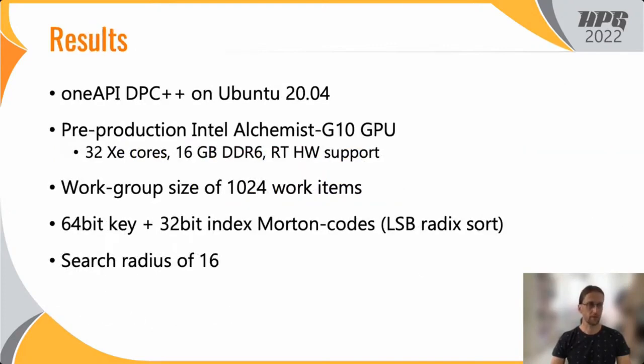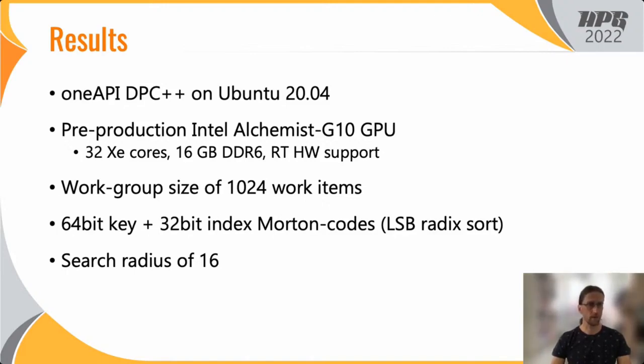Okay, it's time for some results. So we coded everything with the data parallel C++ compiler that Intel provides with the OneAPI toolkit and run everything on Ubuntu 20.04 Linux. In terms of hardware, we used the pre-production Intel Alchemist G10 GPU, which is a kind of a big one, right, with 32 XE cores, 16 GB of GDDR6 and full ray tracing hardware support.